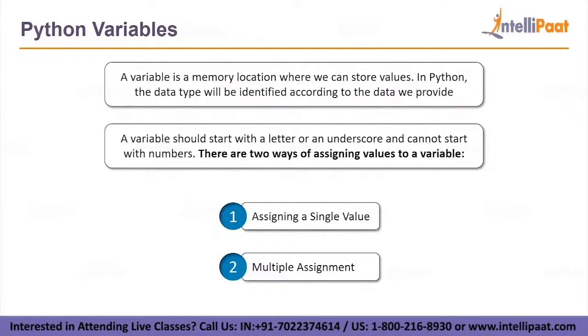In Python, the data types will be identified according to the data we provide, and I'll show you what that means in a moment. A variable should start with a letter or an underscore and cannot start with numbers. There are two ways of assigning a variable: you can assign a single value and you can assign multiple values.